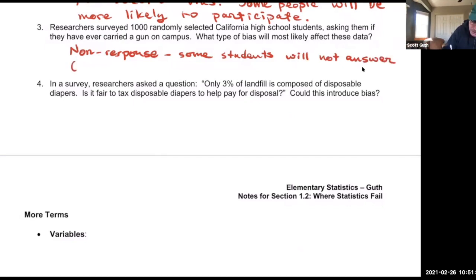I'd say, especially if they've carried a gun. This is the answer I intended to give for this one. And then you can imagine that response bias is probably an issue here.